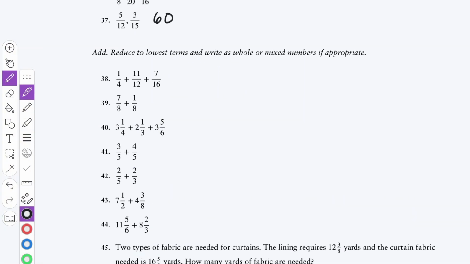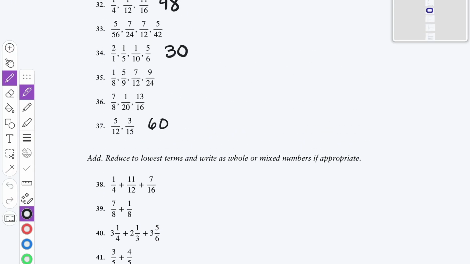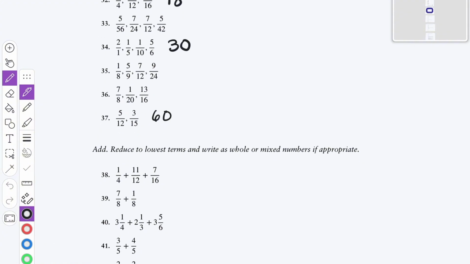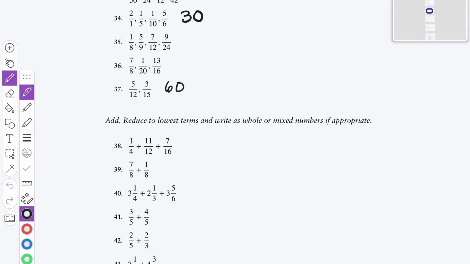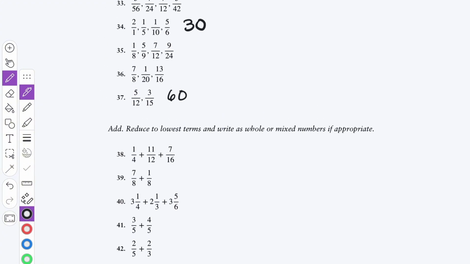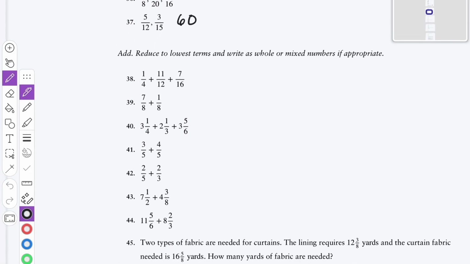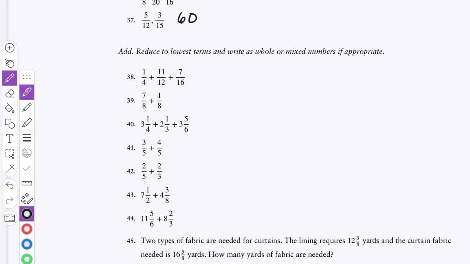Okay, so add, reduce to lowest terms and write as whole or mixed numbers if appropriate. So remember above in number 32, 48 is the common denominator of all 3 numbers, all of the denominators. It's not the same exact problem, but so 48. Now, the way that I do this is I multiply everything by 48.